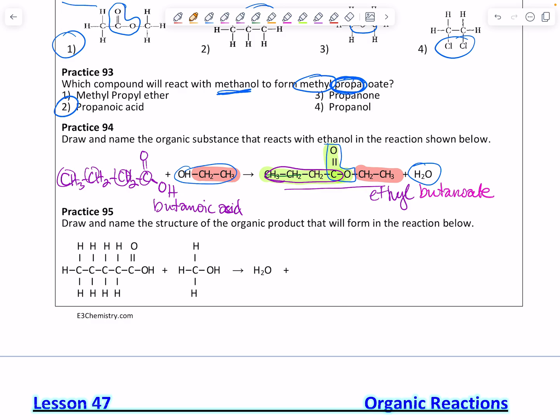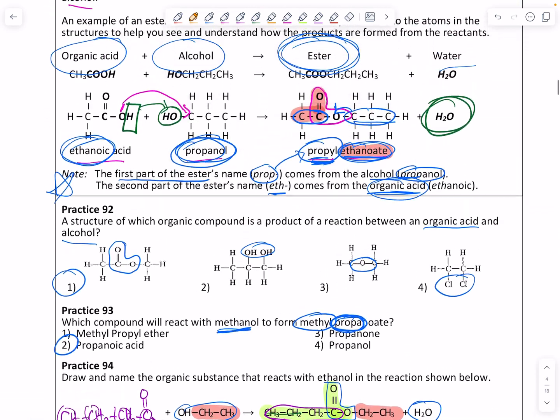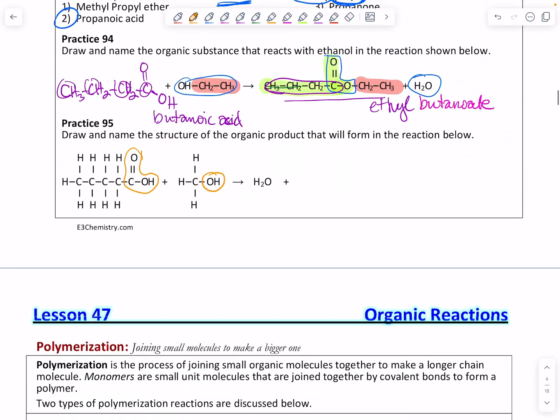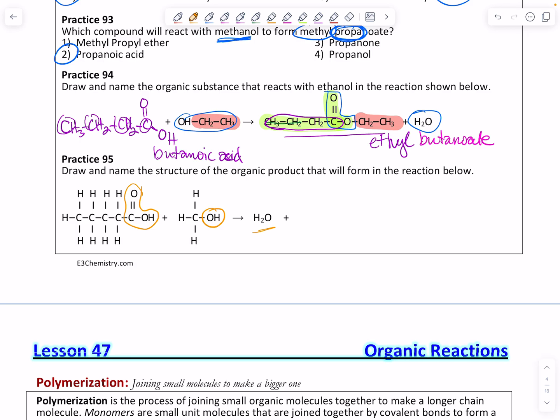Okay, 95. Draw and name the structure of the organic product that will form in the reaction below. Again, if I look at my reactants, I should look for functional groups. That's a carboxylic acid, or an organic acid. This is an alcohol. If I have a carboxylic acid and an alcohol and they react, that is esterification. So my products are going to be water and whatever ester forms based on my carbon chains.